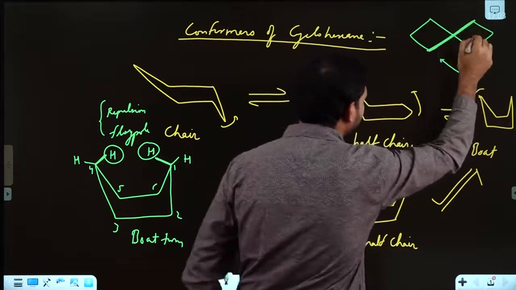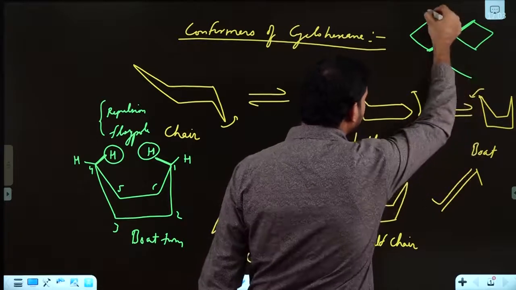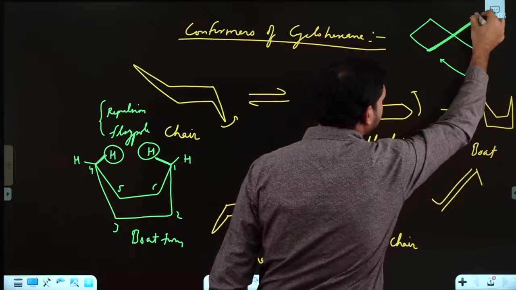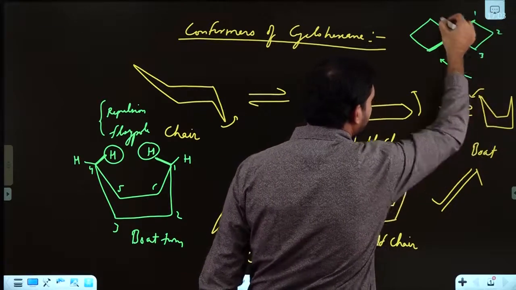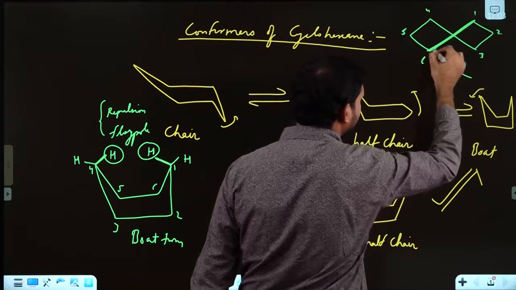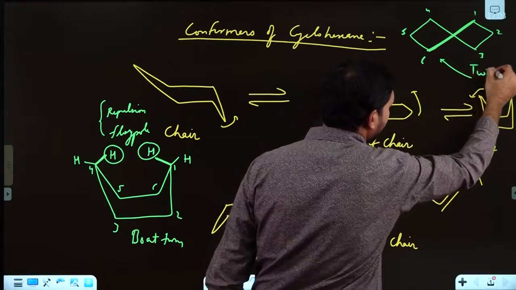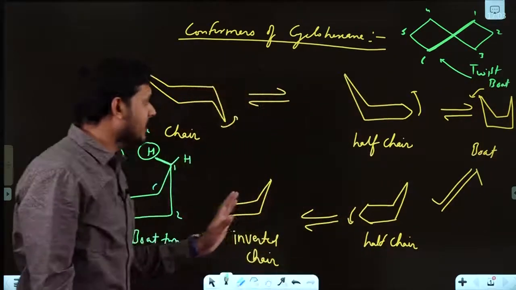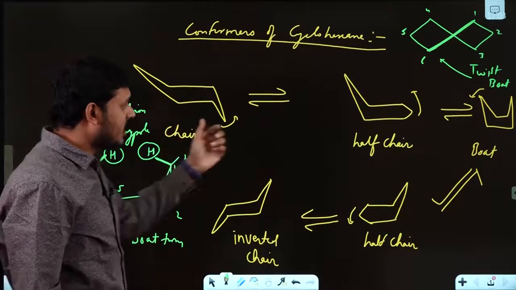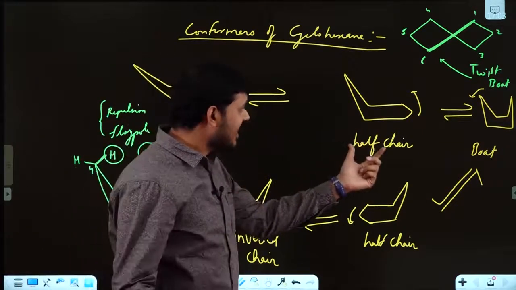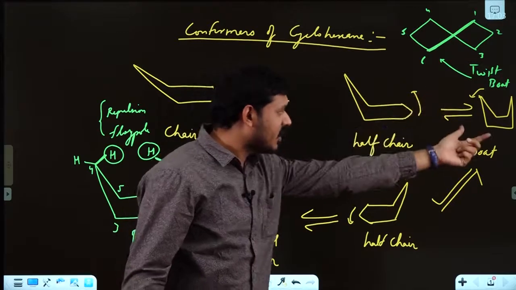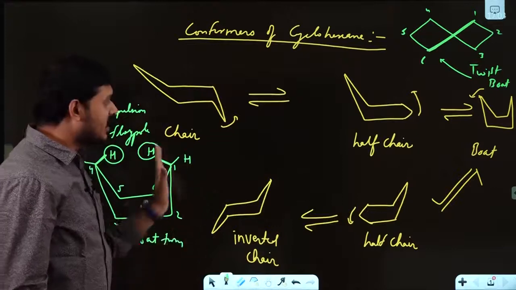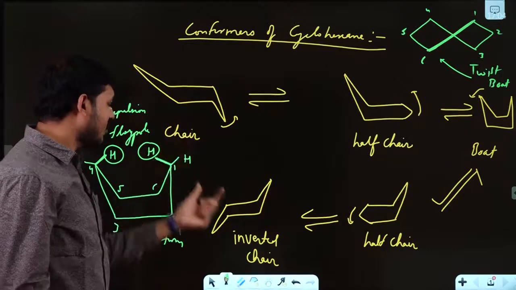Okay, so now if I'll see what it happened, this was suppose your 1 2 3 4 5 6. Okay, so this was 1 2 3, now this is your 4, 5 and 6. Now this is your twist boat. Okay, so what happens? First chair conformer is formed, then it will make half chair. Now you can first think as twist boat, then again twist boat, then half chair, then inverted chair. Clear? So this is the entire conversion process of chair into inverted chair.